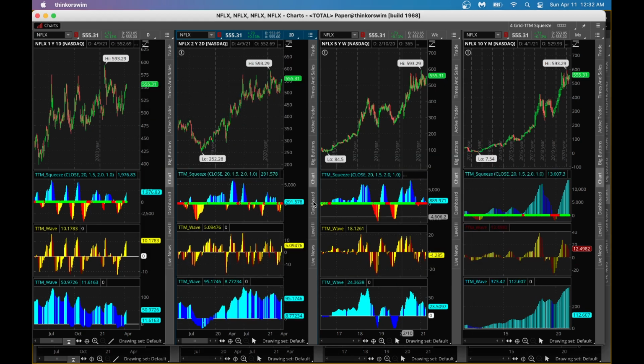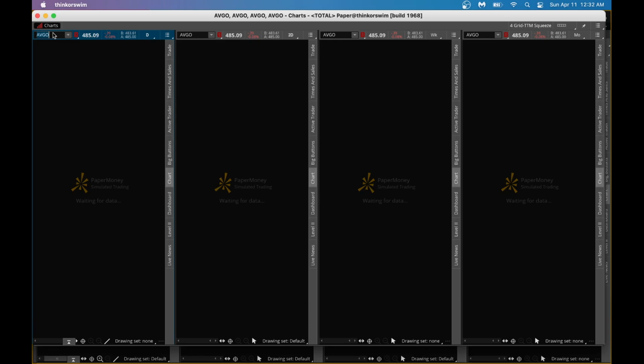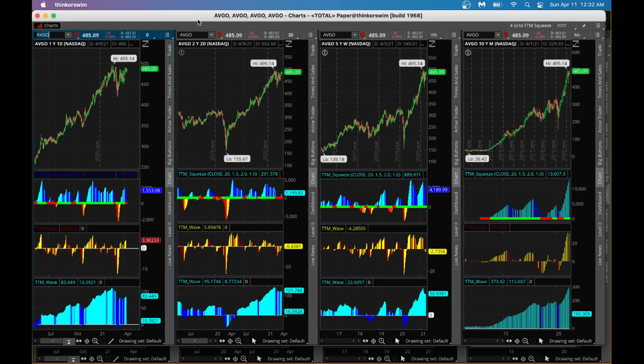So by looking at the waves, for example, I would take one more stock here. Instead of Netflix, let's look at AVGO. It's Broadcom, as you might be knowing. In case of Broadcom, as you can see here, a nice looking chart on a daily, 2 day nice looking chart, especially with the semiconductor shortage. All these semiconductor stocks are doing nicely.